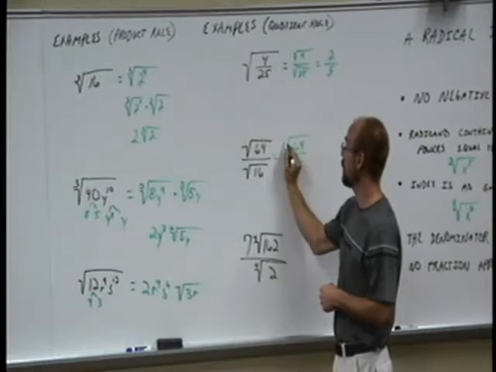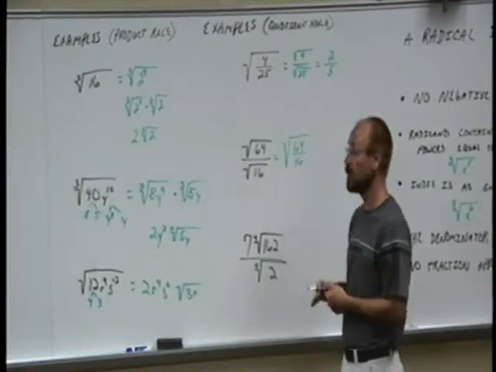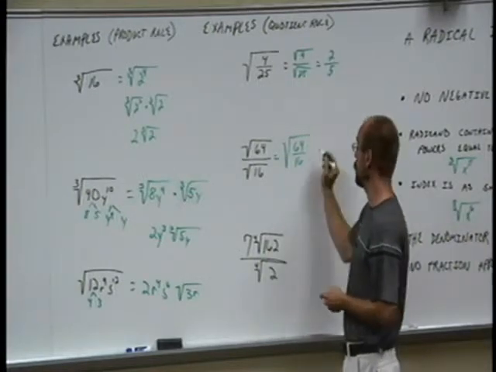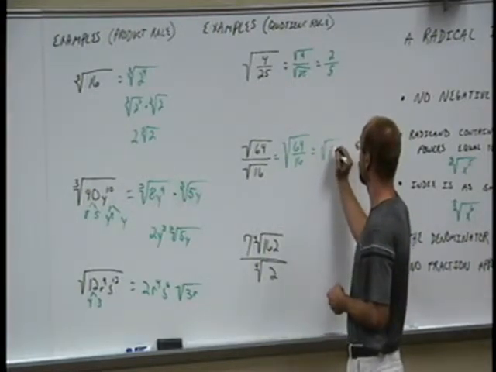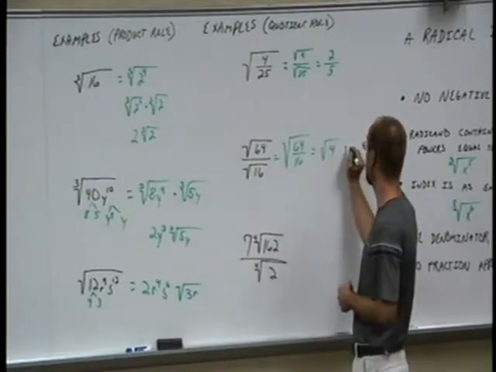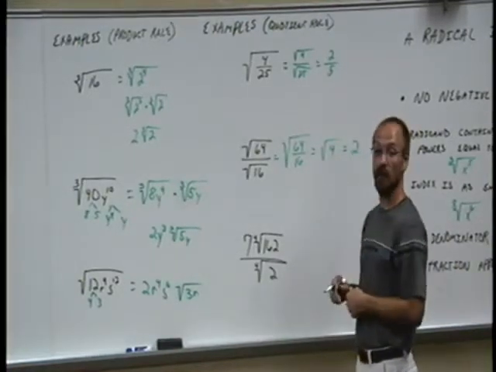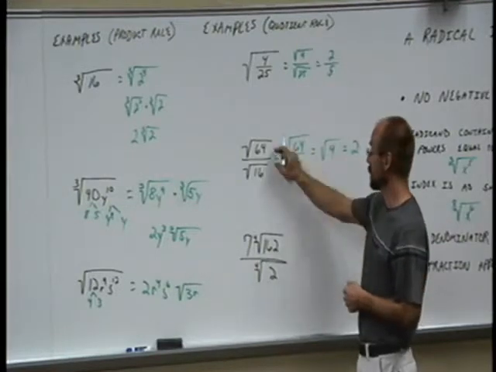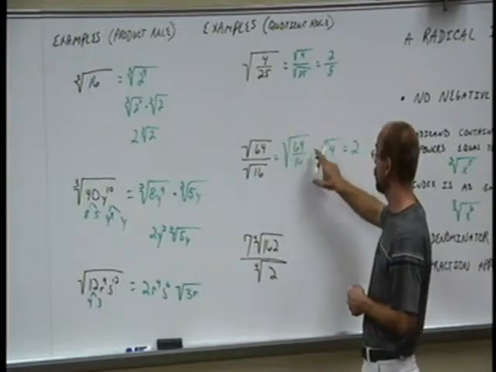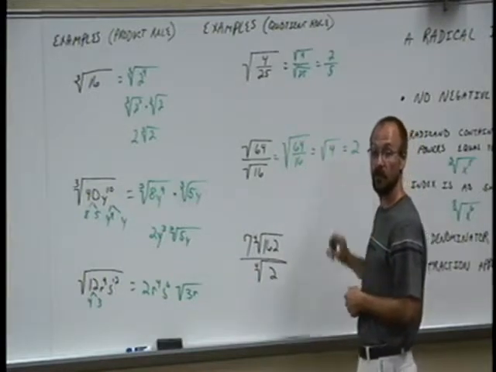Still have the index of 2, it's a square root. But now I can simplify this. What is 64 divided by 16? Well, it is 4, the square root of 4. And we recognize 4 is a perfect square. 2 times 2 is 4, so the square root of 4 is 2. So by using the quotient rule, we're able to write it under a single radical and then simplify it and then take it from there.